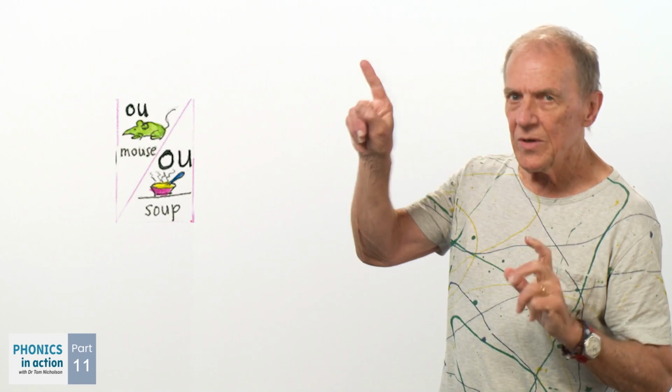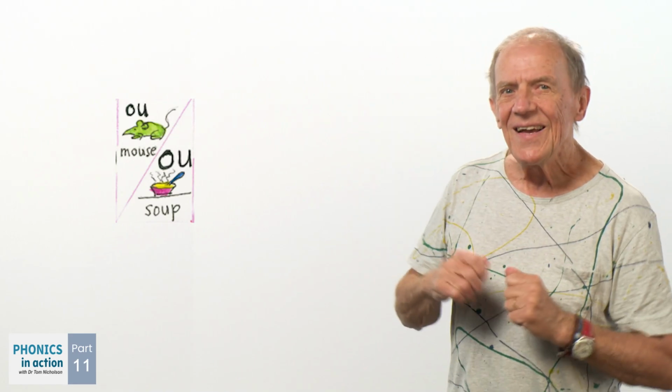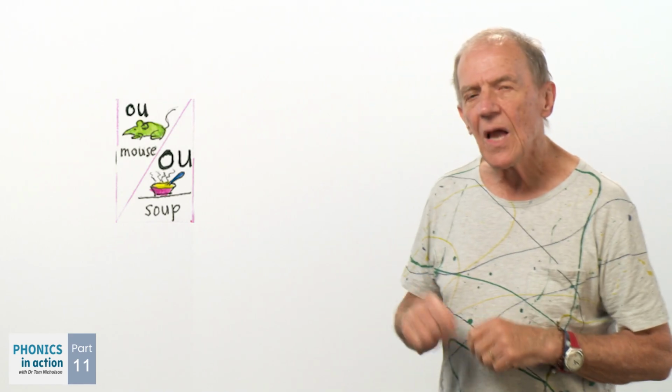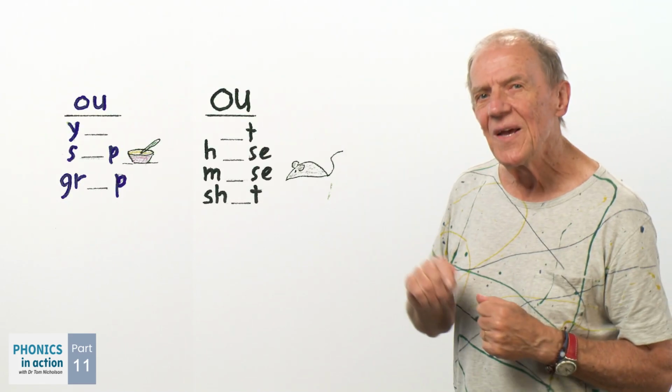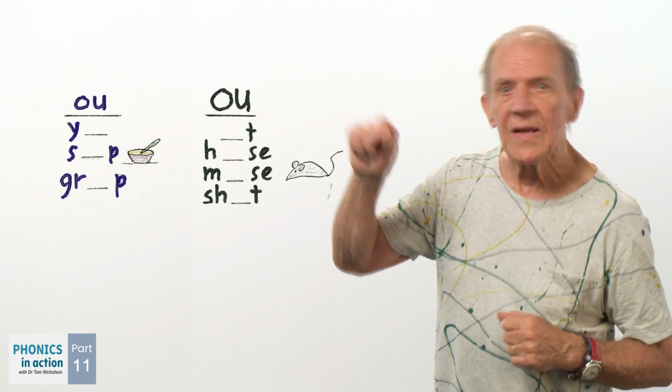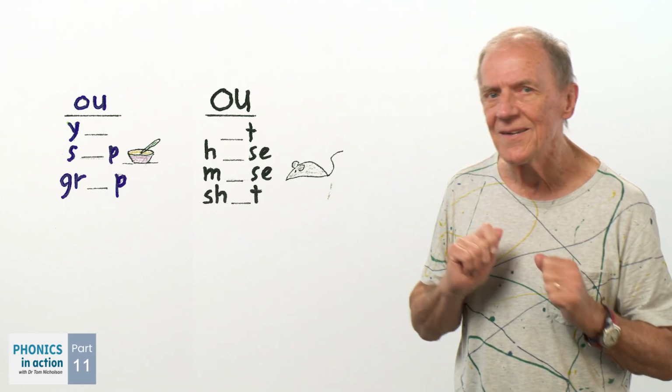Right, now we move to another lesson for the OU. Hi everyone. Today we are studying this digraph pattern. So pointing to the OU on the chart, it has two sounds. Oo, as in soup, and ow, as in mouse. Now in the first column, the picture of the soup, that's a clue to the oo sound.